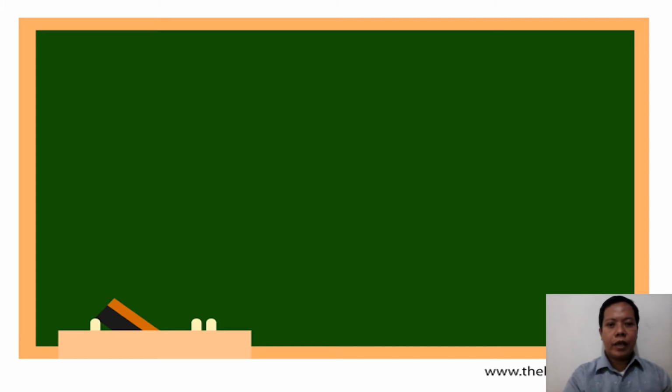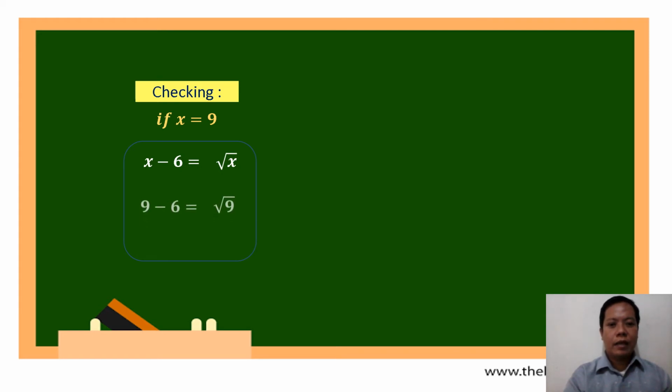Okay, class, after getting the roots of the equation, which are 9 and 4, of course, we need to check whether it is a solution or one of these is the extraneous root. For our checking, if x is equal to 9, we apply it to our formula, x minus 6 is equal to the square root of x. Then substitute the value of x, which is 9.